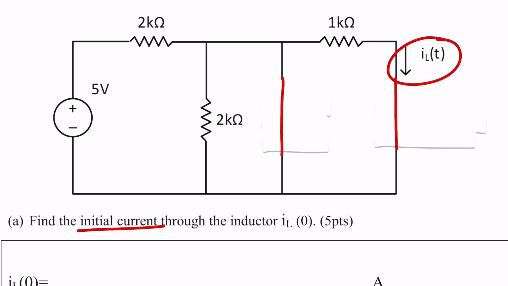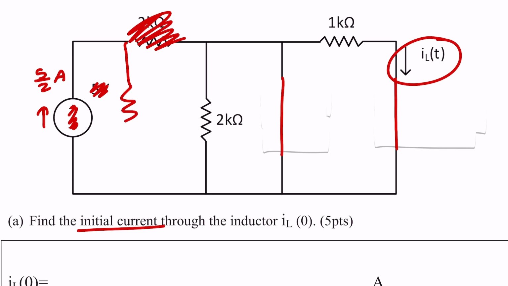Here's the thing, and I just want to demonstrate it to you. Let's take this over here and source transform it. We get rid of this and turn it into a current source. This current is 5/2 amps. We get rid of this and move it over here.